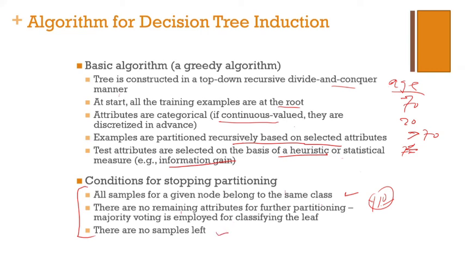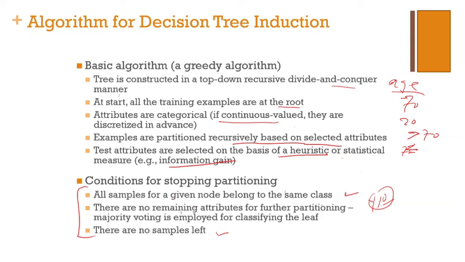These are the three common conditions for stopping your recursive divide and conquer on the decision tree. Like I said, decision tree is one of the very popular methods being used across the board because of the divide and conquer idea. When you divide the problem into two, it becomes much easier to solve the remaining ones. You divide that again into two, and later you combine your results together.